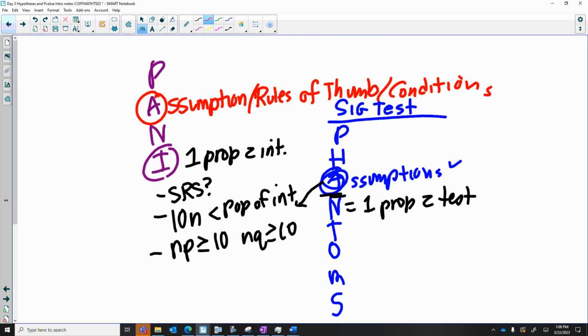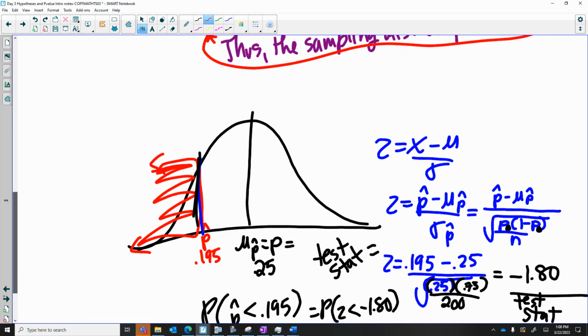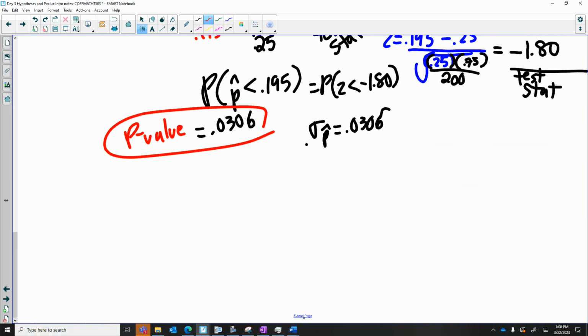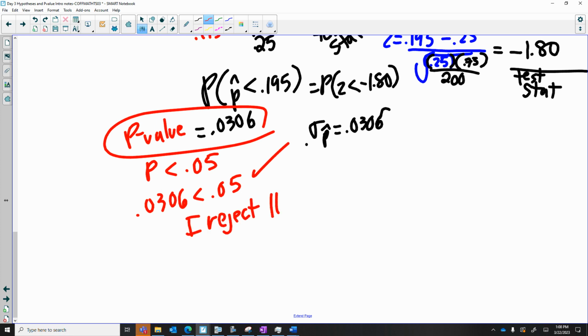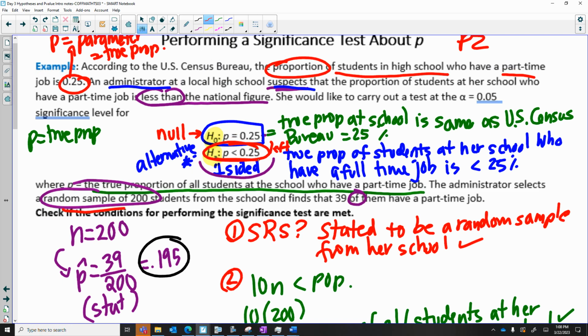So if we look back at my question here, I got a p-value of 0.0306. And 0.0306 is low. It's less than 0.05. So I reject the null, and I conclude that it is statistically significant evidence in favor of the alternative. So what does that mean in the context of the question? It means that indeed the HA is true, which means in context, the true proportion of students at her school who have a part-time job is indeed less than 25%.